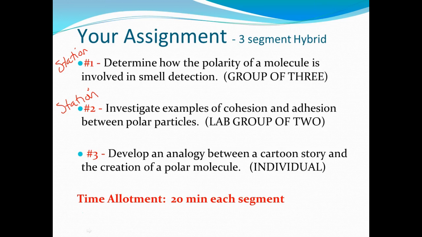The second station is a lab station where you look at examples of cohesion and adhesion and figure out what's going on. And the third station is where you are going to develop an analogy. That's a comparison, a similarity between a cartoon story and how a polar molecule actually gets created. Remember, a polar molecule is a molecule that has a partial positive, partial negative end, and it will stick to another molecule that's negative and positive. So that's this lesson as we go through.